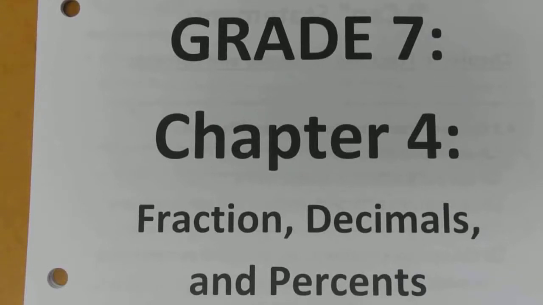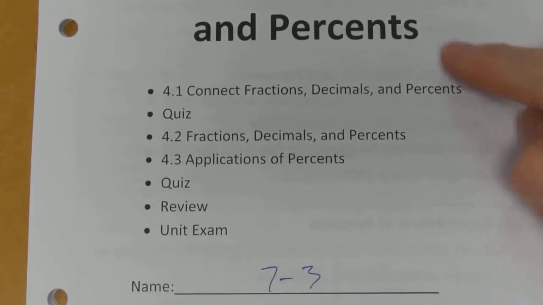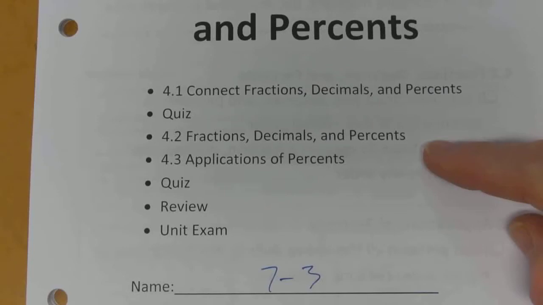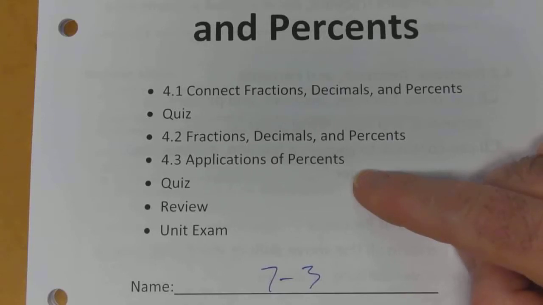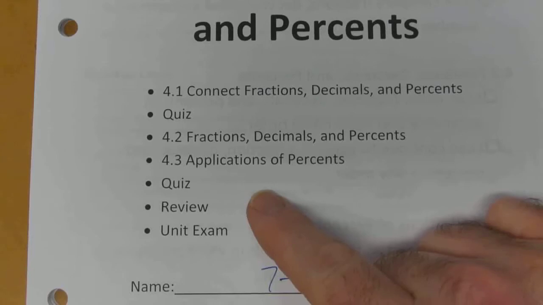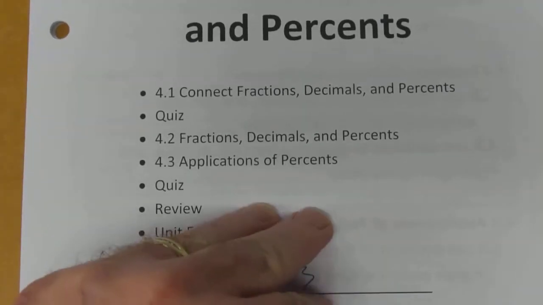We are beginning chapter 4, fractions, decimals, and percents. In this chapter, we have 3 sections. Today we're going to focus on 4.1, connect fractions, decimals, and percents. Then we're going to have a quiz real quick here on that one. Then we'll deal with 4.2, fractions, decimals, and percents, a little more detail. And then in 4.3, we're going to work on applying that knowledge with percents. Then there will be another quiz, we'll do some review, and we'll end up with another unit exam.